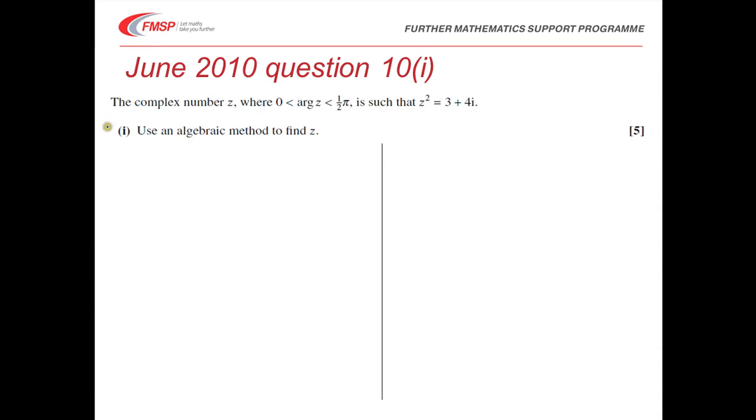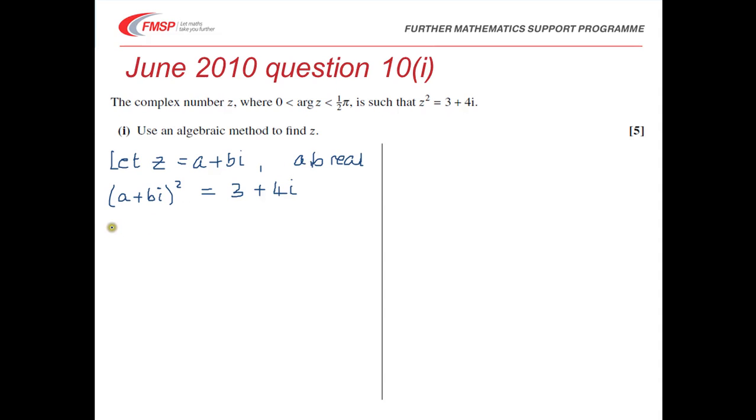So let's just have a look at the first part, where we're trying to find z, given that z squared is equal to 3 plus 4i. So the first thing that we need to do is to let z equal a plus bi, where a and b are real. So that means that a plus bi, all squared, is going to be equal to 3 plus 4i. So we're finding the square root.